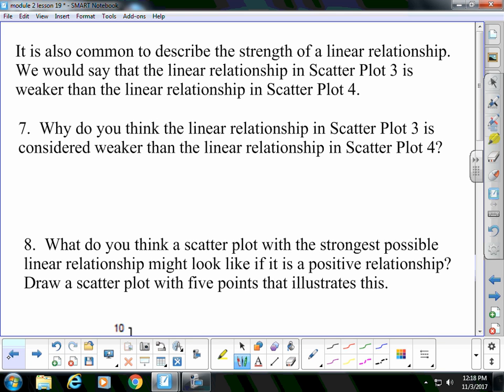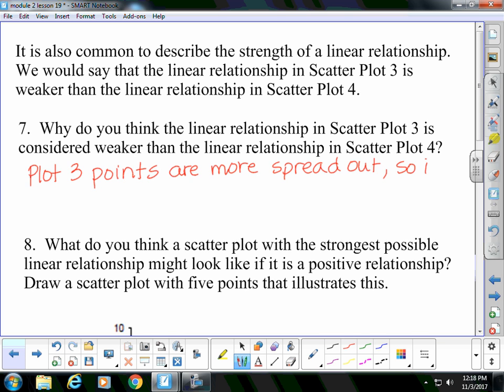Okay, so plot 3 points are more spread out. So it's considered to be weaker. The closer the points are to making an actual line, the stronger the relationship.